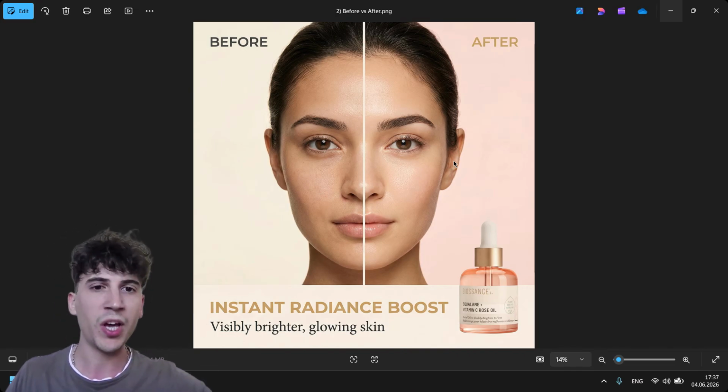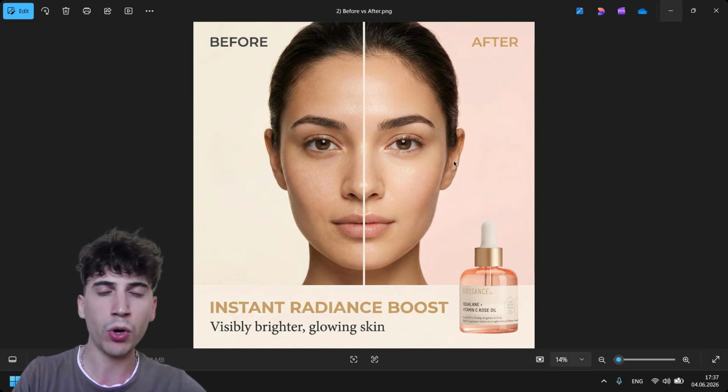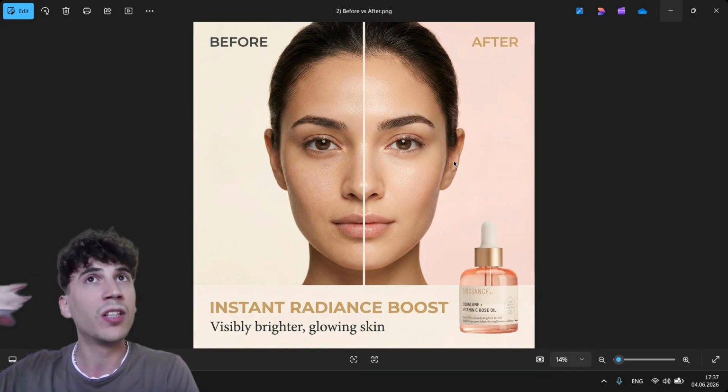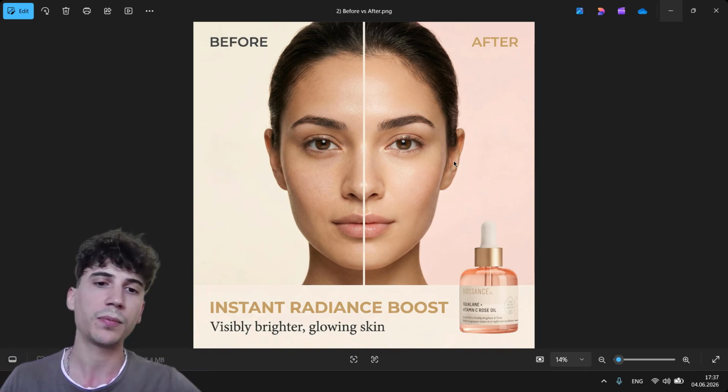Perfect. They instantly imagine a better lifestyle. And it's much easier for them to purchase the product when they already imagine that this product helped them to get to where they want to be.